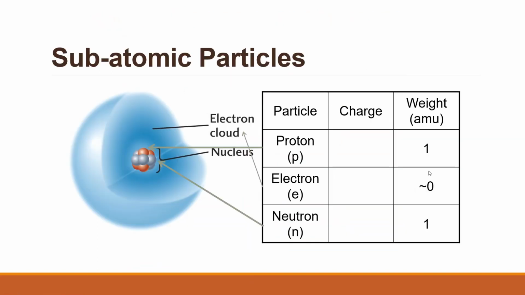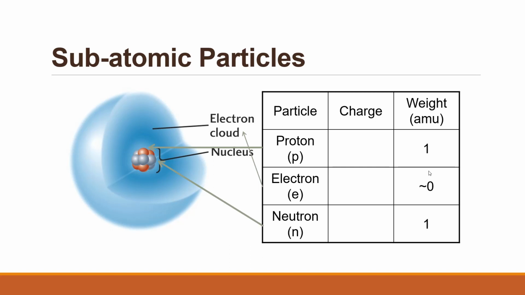So these subatomic particles, there are 3 of them. They each have their own job. We have different charges and weights for our subatomic particles. The weights will be given in AMUs, atomic mass units. The charge will be either positive, negative, or neutral.